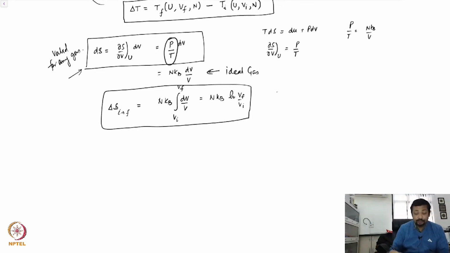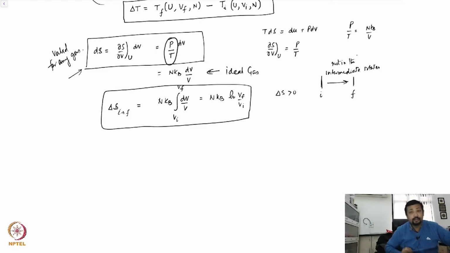Now this tells you that delta S is positive, so that there is a change in entropy. And the reason this happens is because this is an irreversible process. Your entropy is only defined in the initial and the final, not in the intermediate states. So you get an irreversible process where the initial and the final states are equilibrium states, but not the intermediate states, and therefore you cannot define an entropy.